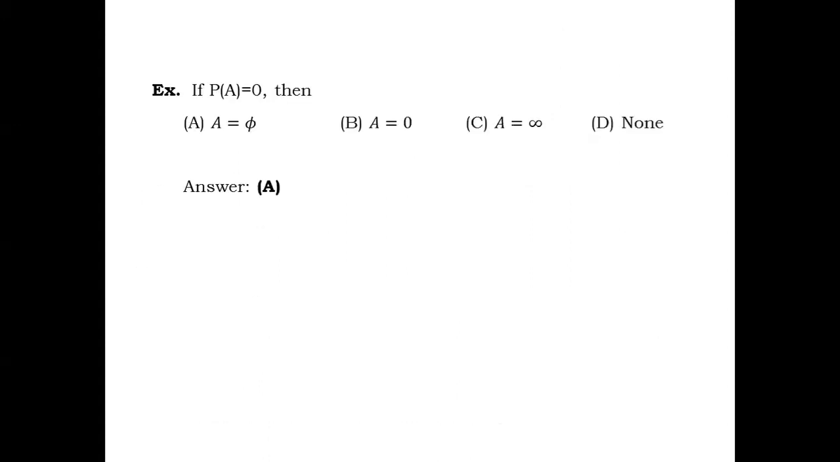If the probability of A is 0, then A is the impossible event and vice versa. Of course. Option B is A equal to 0. But A is a set or event, so it is going to be written in the form of a set. It cannot be a number. A equal to infinity is also meaningless. So the only option is A.